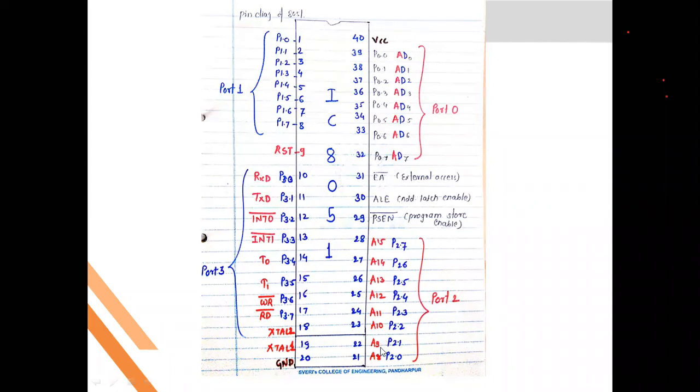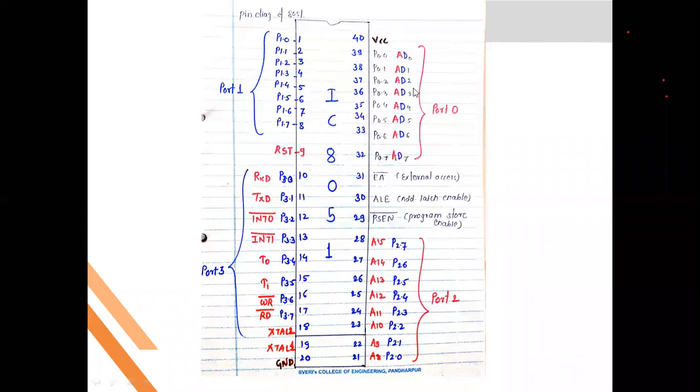It is from bottom to top. A8, A9, A10, 11, 12, 13, 14 and 15. So in short, you are having A0 to A15, which means how many address lines? 16 address lines. As we are having 16 address lines, we can access 64 kilobytes of memory.